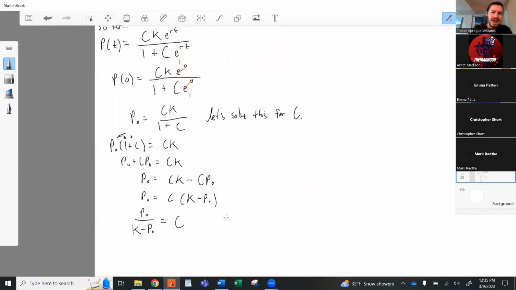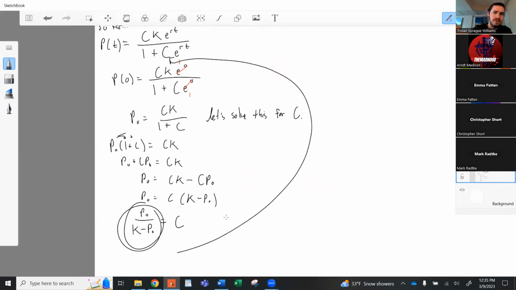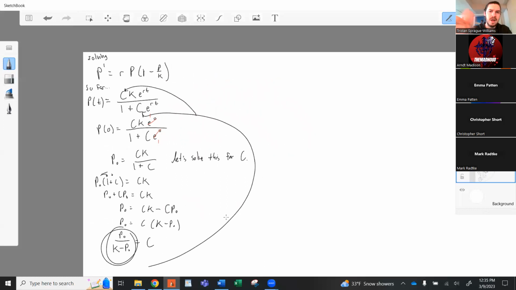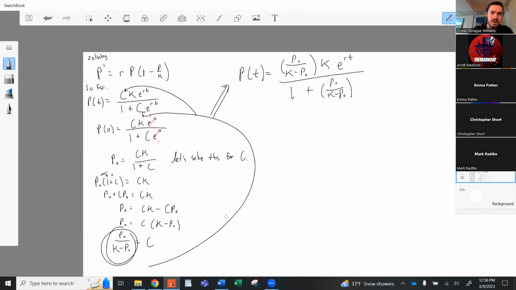So now I can take that and substitute that expression in for C, wherever I see my C. And I think that'll be a better formula. So let's see, what will that yield? That will yield this. P of t equals P0 over K minus P0 times K times e to the RT, all over 1 plus P0 over K minus P0 e to the RT.